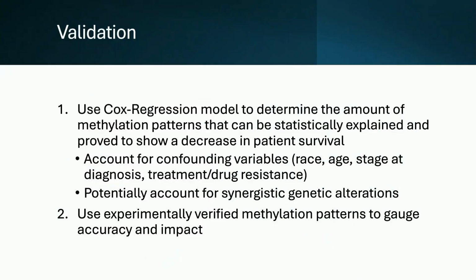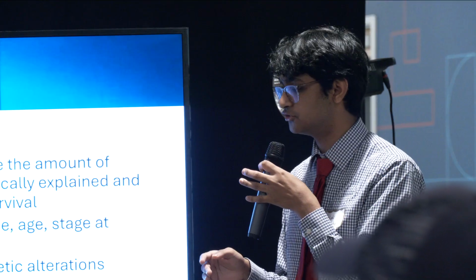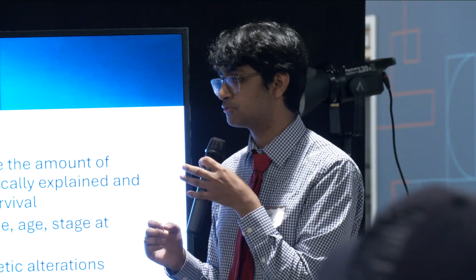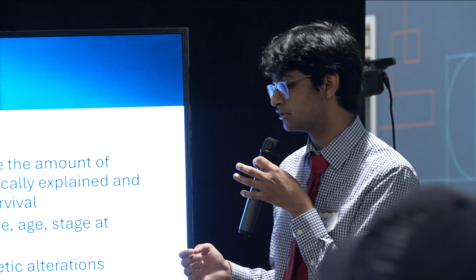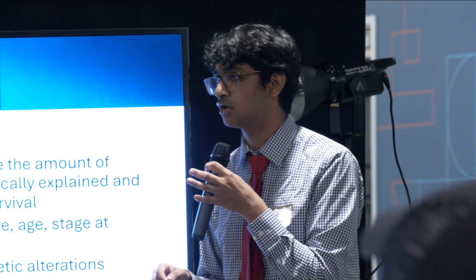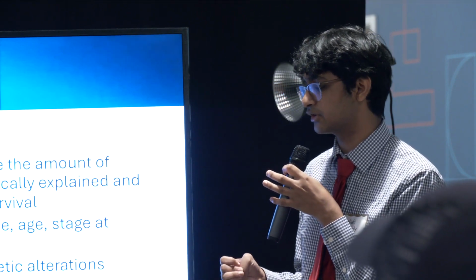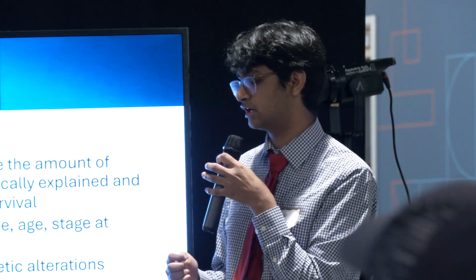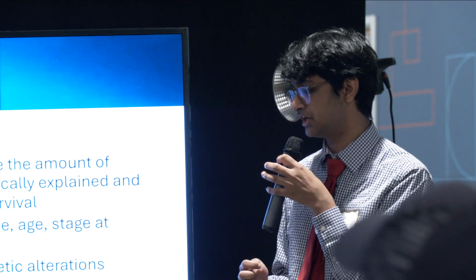And then for validation, we can use Cox regression to determine the amount of statistically explained variance. But obviously, the problem with this is that it can be inaccurate, or it can have false positives and false negatives. So we also have to use this with experimentally verified methylation patterns. But the Cox regression also allows us to look at confounding variables and potentially account for synergistic genetic alterations.